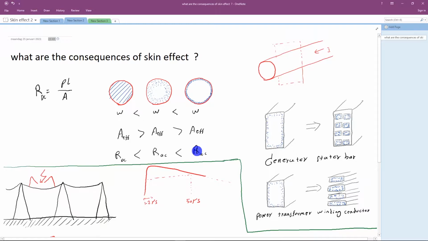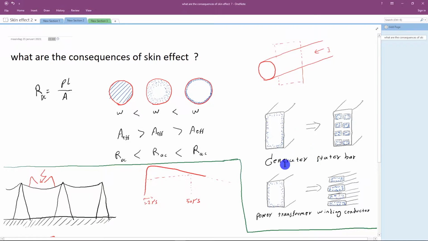Now, obviously, this has a negative consequence because assuming that we pass the same amount of current through this wire, when the resistance of the wire is more, more losses will be produced inside the wire, and that is not desired.